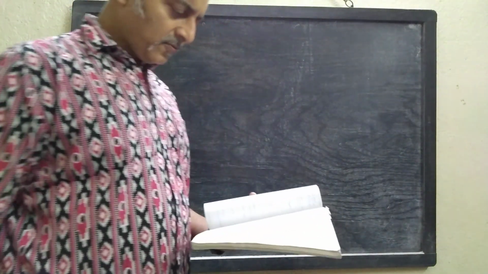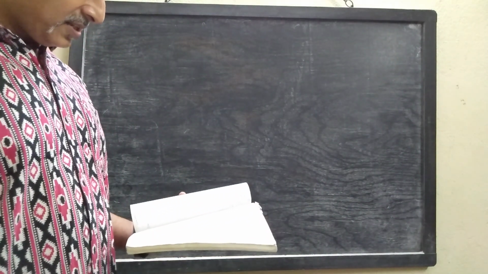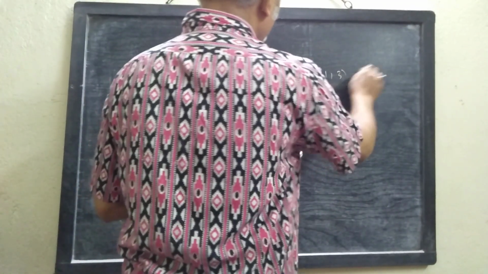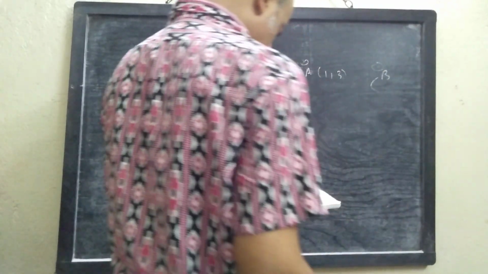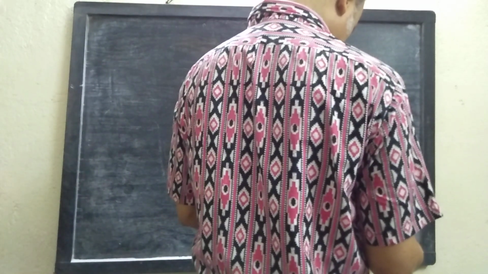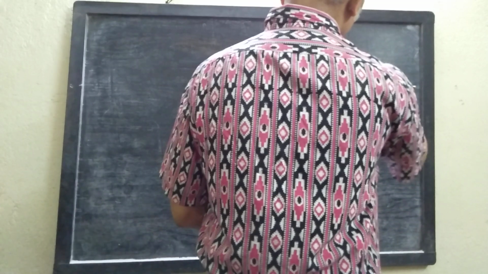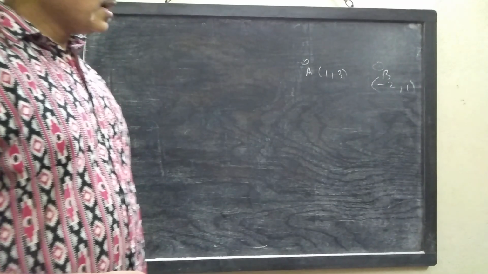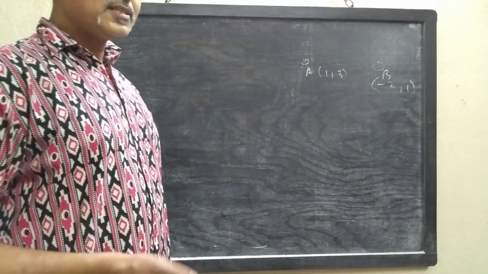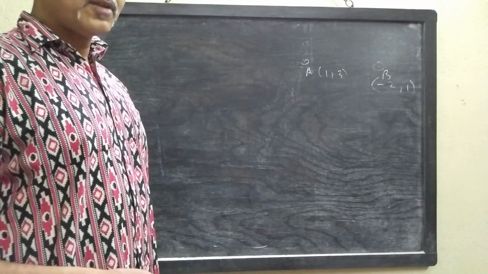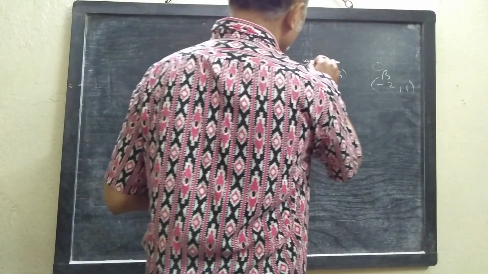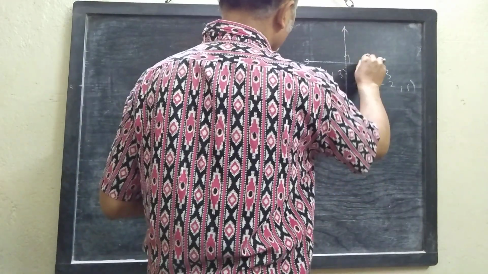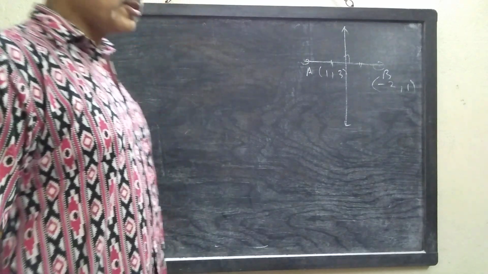Find the equation to the locus of a point equidistant from the points A(1, 3) and B whose coordinates are (-2, 1). You have seen that a point moving keeping equal distances from two fixed points lies on the perpendicular bisector of the line segment joining those two points. That is, the locus will be in this way. Now we are asked to find the equation to this locus.